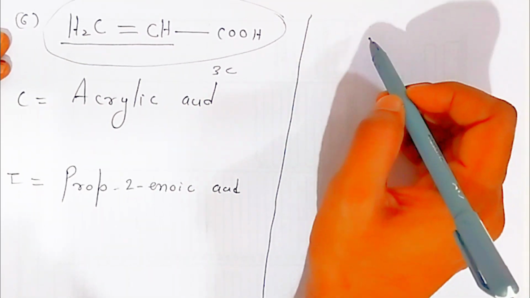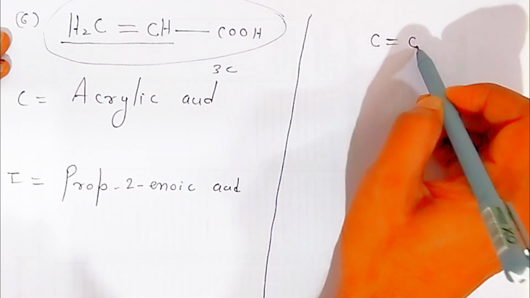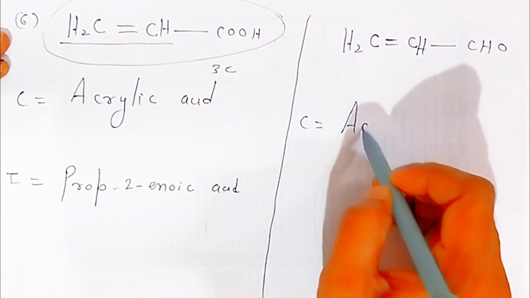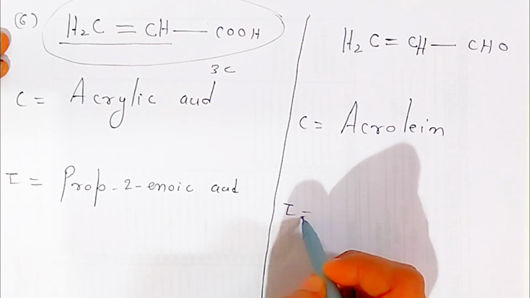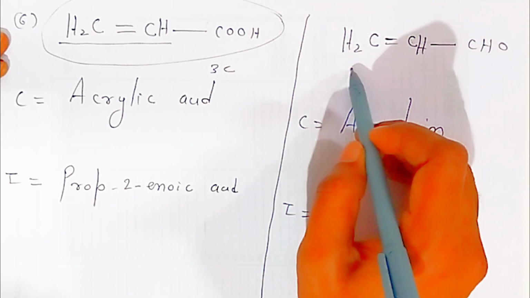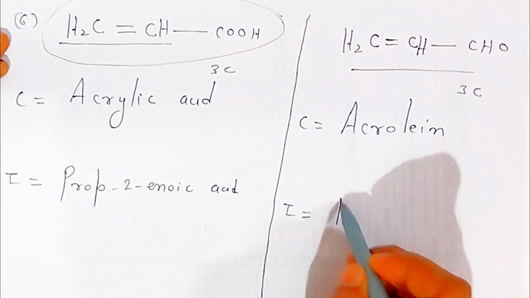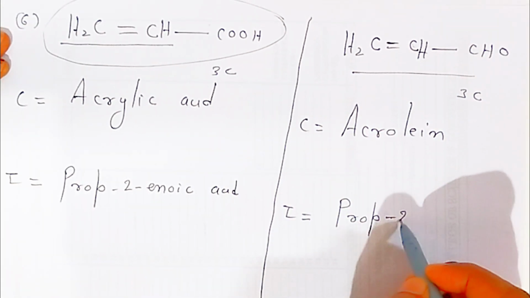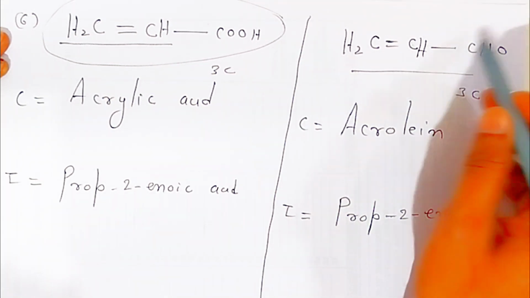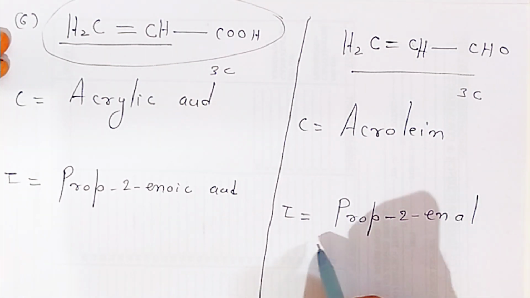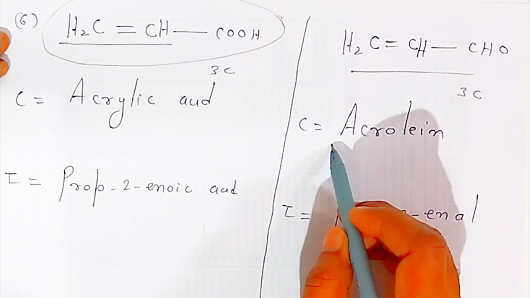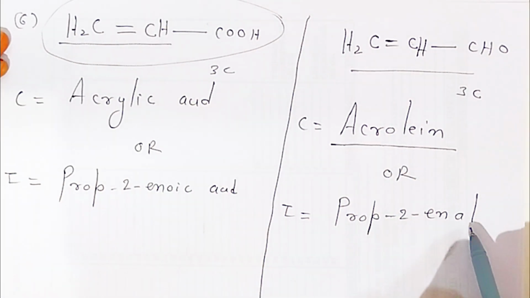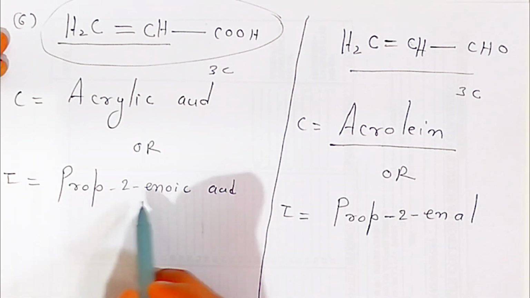Now for the same compound, students, if the unsaturated carbon is attached to your aldehyde, what will be the name? In common name we call it acrolein. What about the IUPAC system, students? Since it contains total 3 carbon, it is prop. At carbon number 2 you get a carbon-carbon double bond, so you write prop-2-en, and you also have the aldehyde group, so we call it enal. So prop-2-enal is nothing but acrolein. Understanding, students? Both are the same. So acrolein is nothing but prop-2-enal, and acrylic acid is nothing but prop-2-enoic acid.